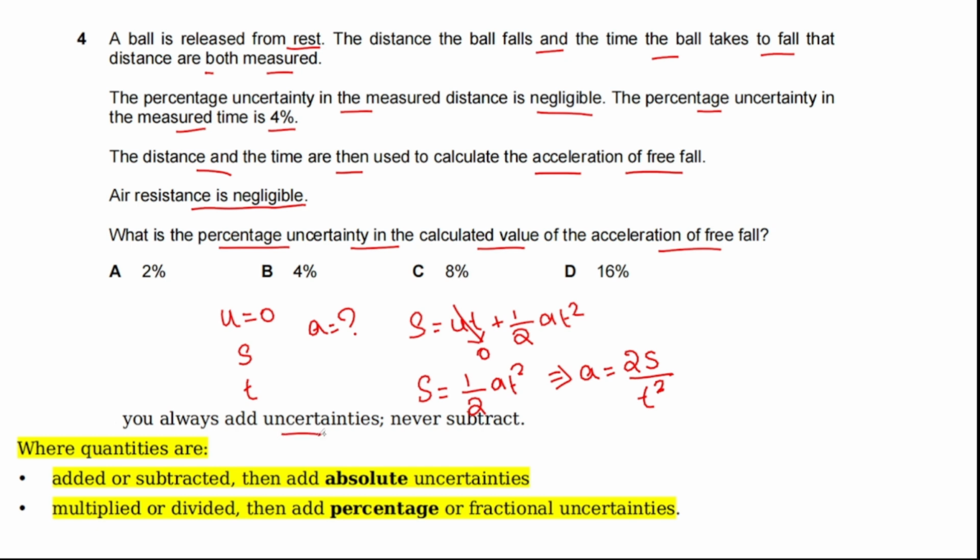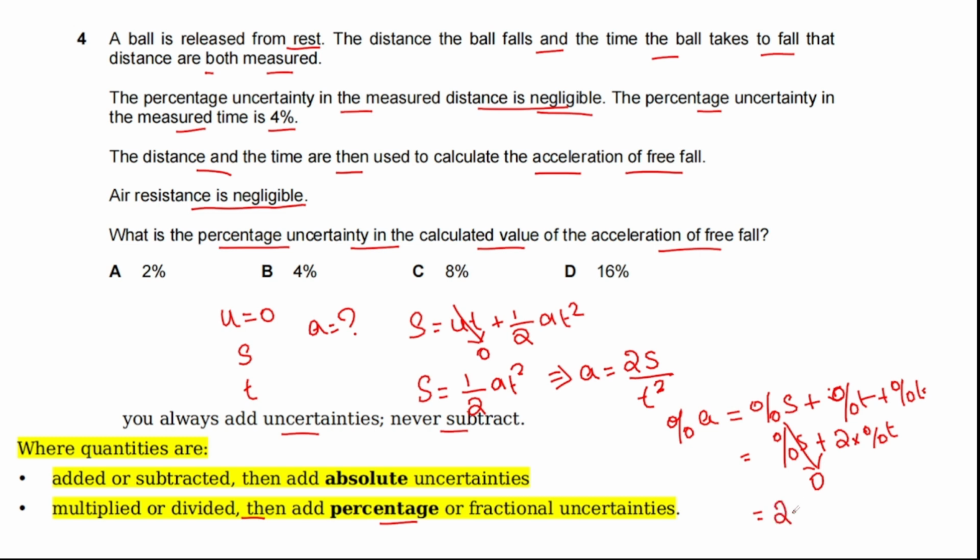You always add the uncertainties, you will never subtract. Here the percentage uncertainties are given, and if quantities are multiplied or divided, you should add the percentage uncertainties. So the percentage uncertainty of acceleration will be equal to the percentage uncertainty of the distance plus the percentage uncertainty of 2, which is 0 because it's a constant, and t square will be percentage uncertainty of time plus percentage uncertainty of time, which is basically 2 times the percentage uncertainty of time. Here the percentage uncertainty of the distance is negligible, so you don't have to consider this. It is entirely dependent on the time percentage uncertainty, which is 4%. So 2 times 4 is 8%. So the correct option is option C.